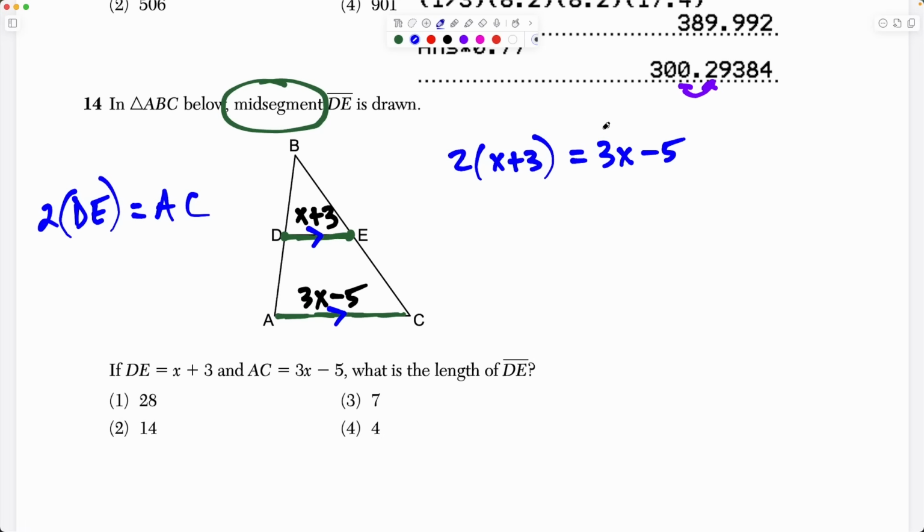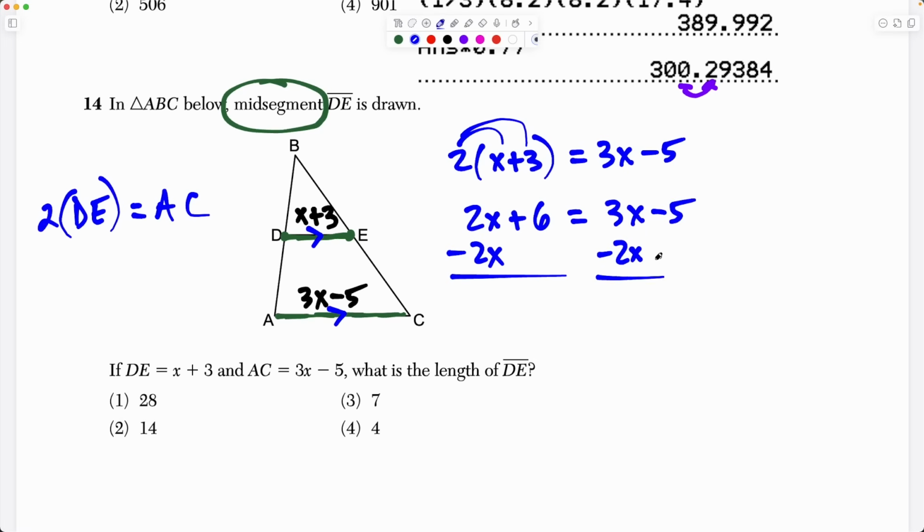So once again, just make sure for the geometry regions that you're showing up knowing your definitions and theorems. So here, now I just distribute, and I have 2x plus 6 equals 3x minus 5. And now I go minus 2x on both sides. And that's going to cancel this out. And then I can move the constant over as well. I could go plus 5. So we go plus 5. Now we have 6 plus 5 is 11 equals 3x minus 2x is 1x. Minus 5 plus 5 cancels, so x is 11.